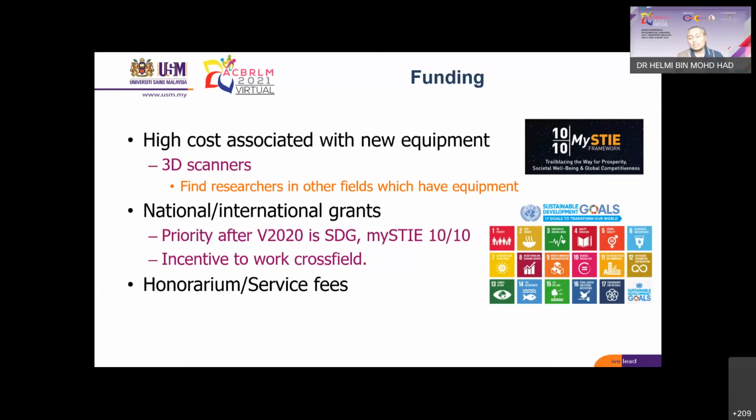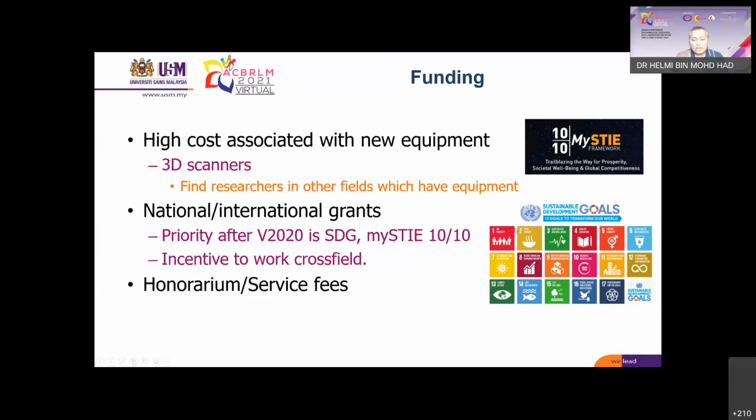So national grants or international grants nowadays, we are actually prioritizing after Vision 2020. So last year was the last year of Vision 2020 for FRGS, for those who know the fundamental grants. Our focus now is the 1010 or MySTIE, which is the Malaysian Science, Technology, Innovation and Economy Framework 2020 to 2030. So last year, the Ministry of MOSTI, Dr. Khairi Jamaluddin, put this framework for the next 10 years. So for the next 10 years, we are dealing with MySTIE, and also the SDGs, or the Sustainable Developmental Goals.